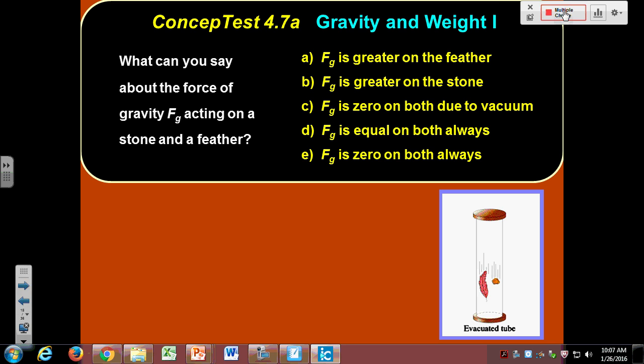Okay, what can you say about the force of gravity acting on a stone and on a feather? I call this FG here, but we've called it FW. It's the weight. What is the difference between a stone and a feather? Don't try to overthink it too much.